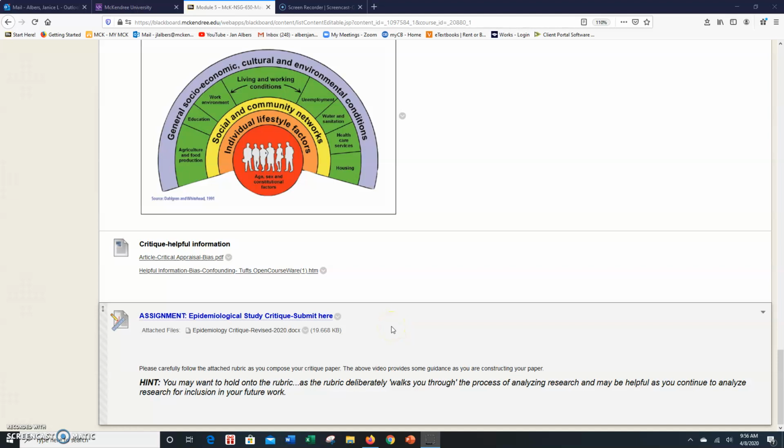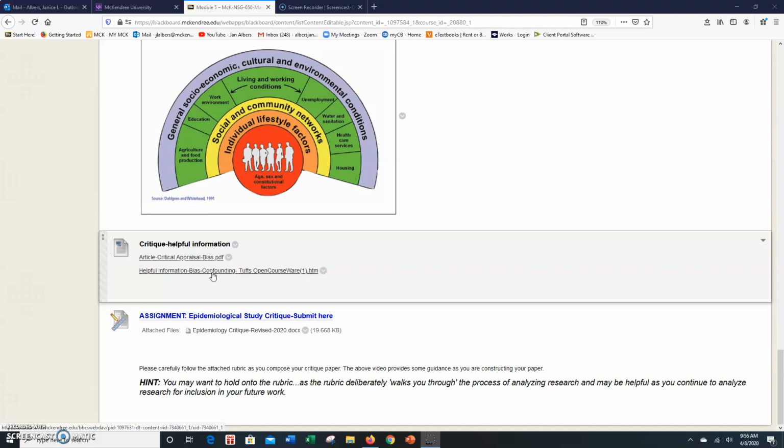This is an overview of your epidemiological study critique. And I want to highlight the fact that there are two resources here for you that will help you as you're completing your critique. And just remember, as you're doing your critique, the big picture is you are using your critical analysis skills to determine the quality of the study, not necessarily providing a summary of the study.